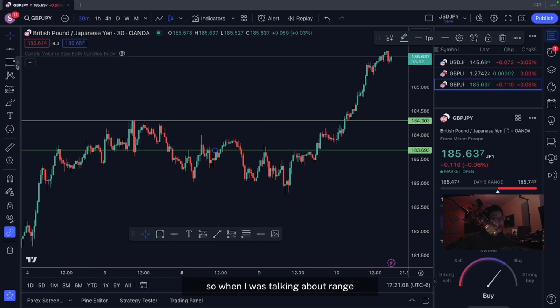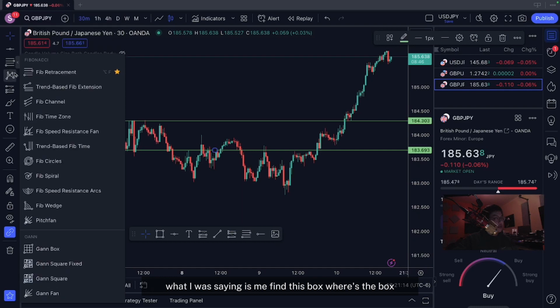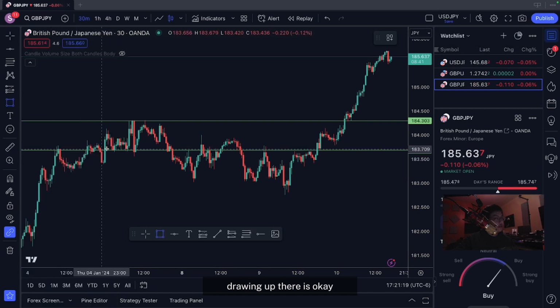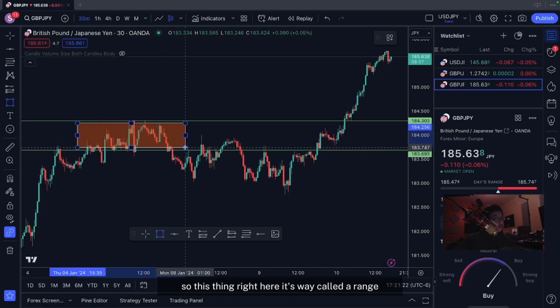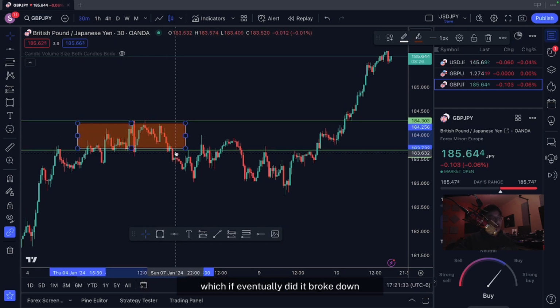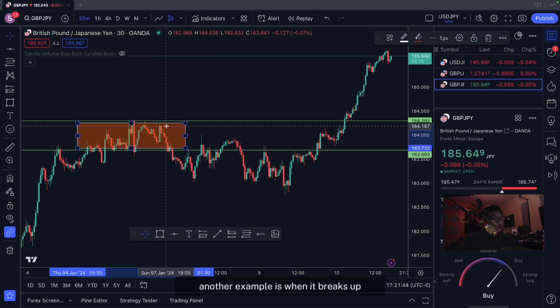So when I was talking about a range, what I was saying is, let me find this box. Where's the box? Drawing. Oh, there it is. Okay. So this thing right here, it's what you call a range. You see how it's bouncing back and forth until it breaks somewhere, which it eventually did. It broke down and then continued. Now that's an area where you want to enter when it breaks down. This gives you a confirmation to enter. Another example is when it breaks up. So it goes to the next zone.